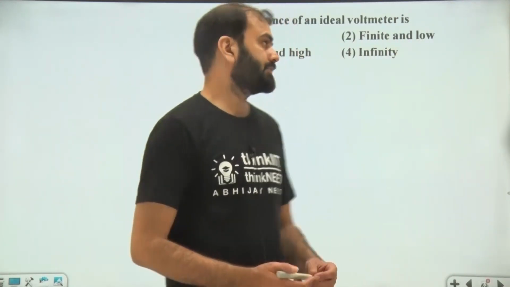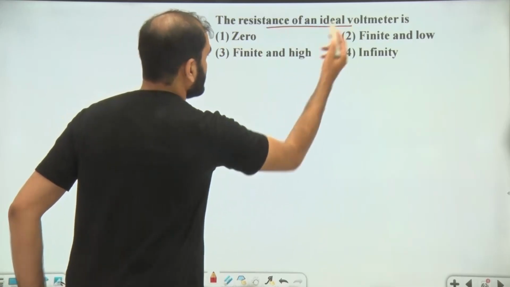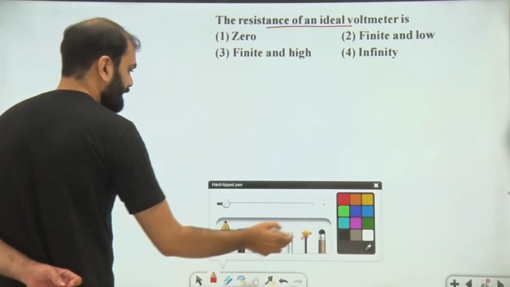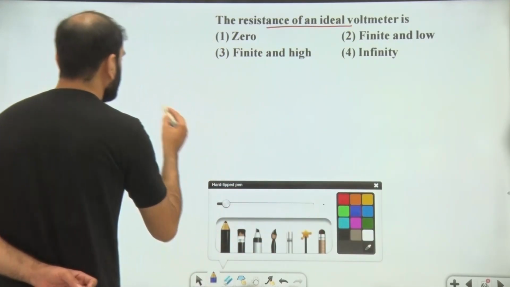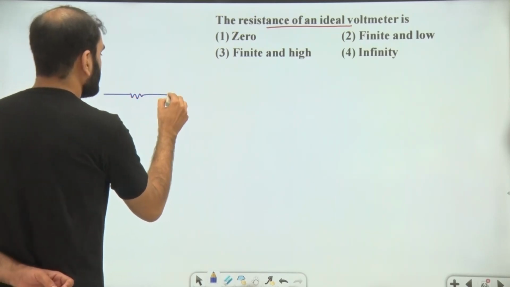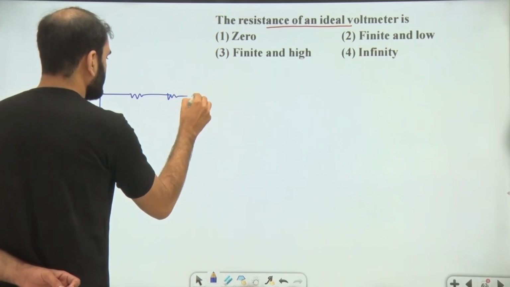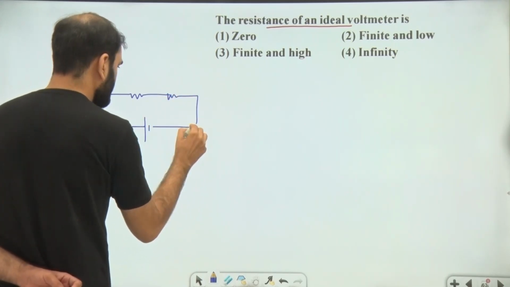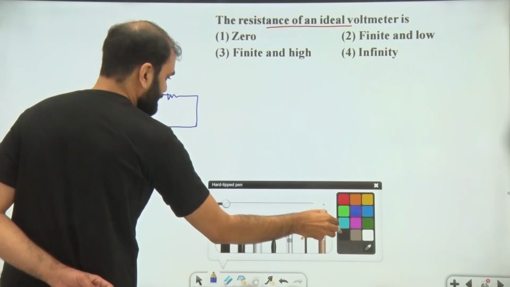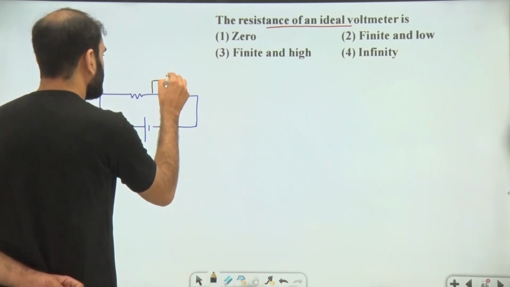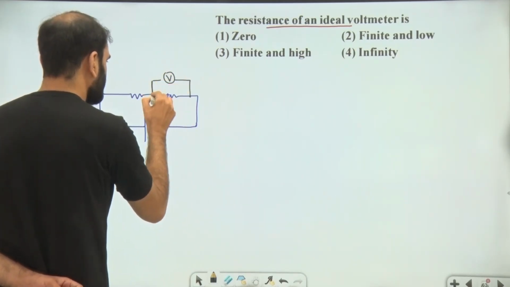Hello student, here is the question: the resistance of an ideal voltmeter. What does a voltmeter do? It just measures the voltage. Here is the circuit and you are connecting a voltmeter here. So what does a voltmeter do? It just measures the potential difference across this resistance.